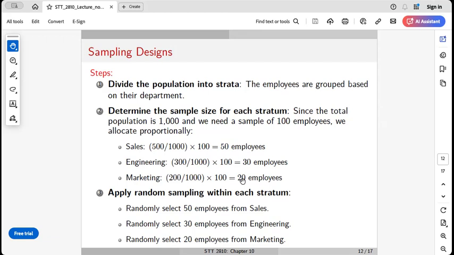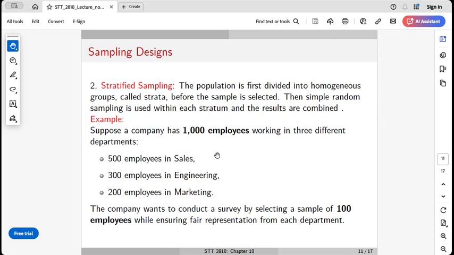So to implement stratified sampling, I divide the population into strata. So here it's easy because the strata are sales, engineering, and marketing. Is that okay? And then within sales, I randomly select 50 people. Within engineering, I randomly select 30 people. Within marketing, I randomly select 20 people. Does that make sense?